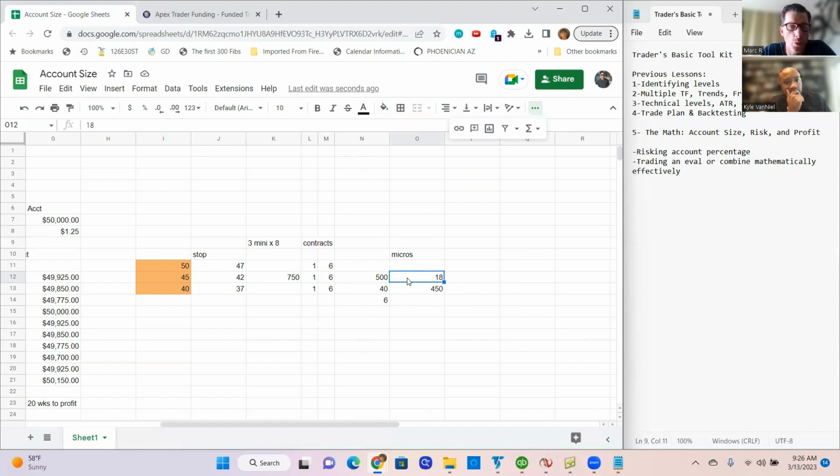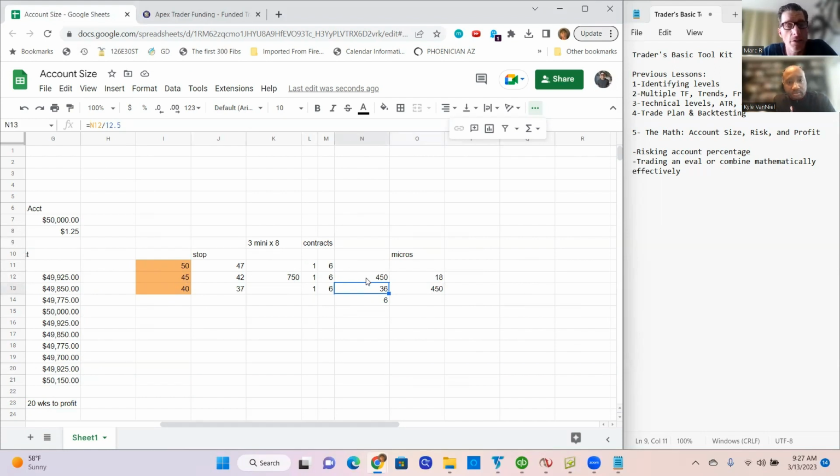Each of those contracts is worth $5. So this is right here, right? Each contract is worth, I'll do the math right in here, $5. You multiply that by 5 points of risk, and you multiply that by the number of contracts. So you're risking $450 per trade. You're risking $450 on this trade.